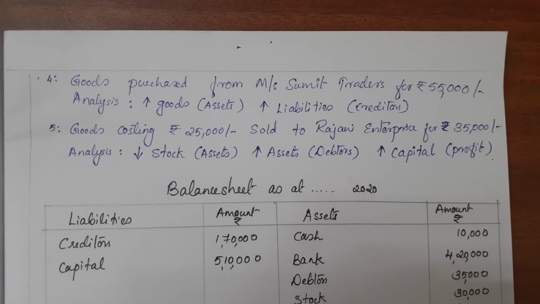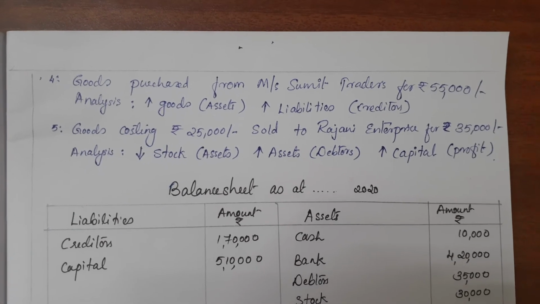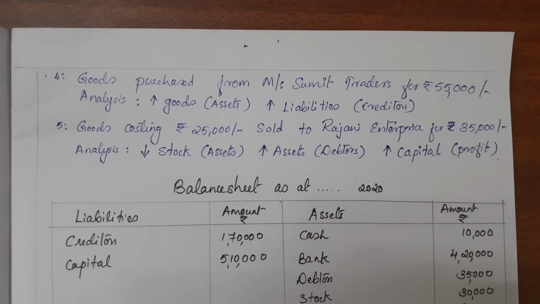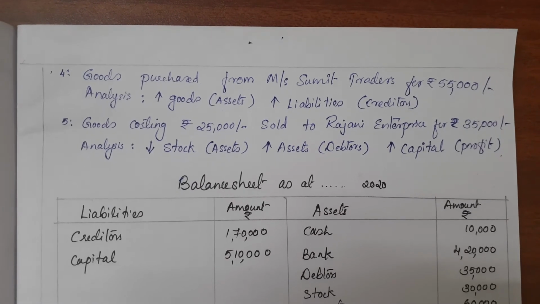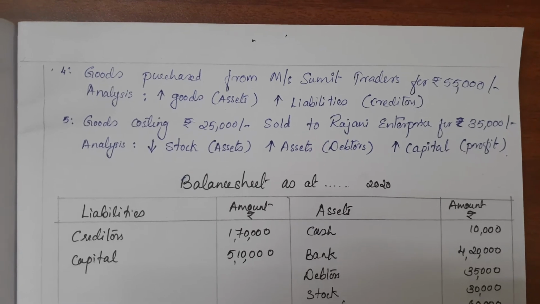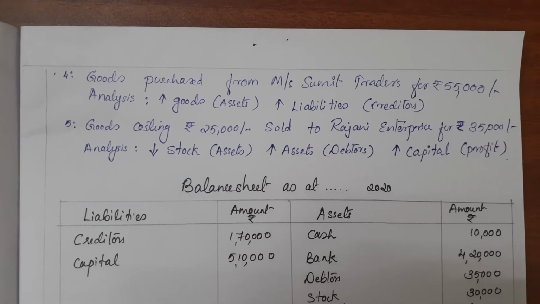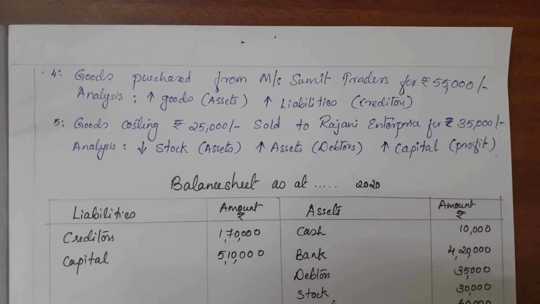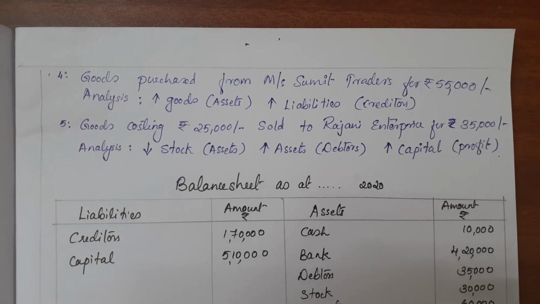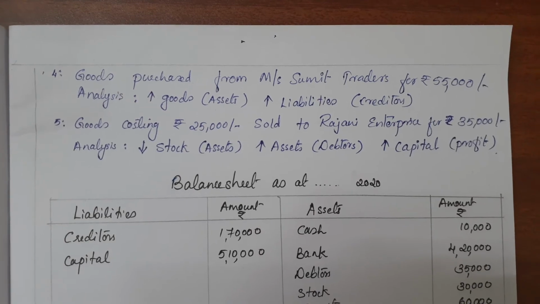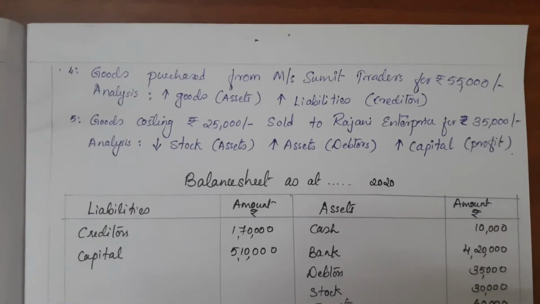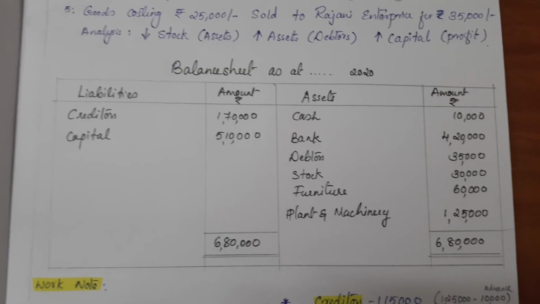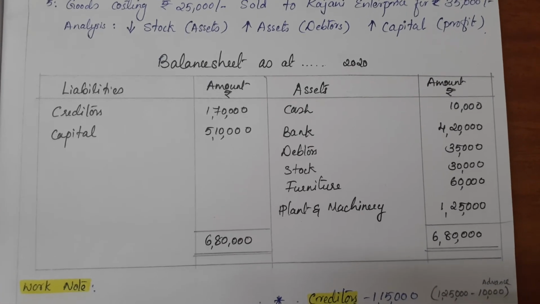Then again you sold to Rajni. That means you didn't get money. You didn't get cash. You have mentioned that person's name or the enterprise's name, so he is your debtor. That means you will be getting money later from that particular enterprise. That transaction is not over. One more thing you have to add there. You got a profit. So profit we will be adding with the capital. So profit 10,000 rupees.